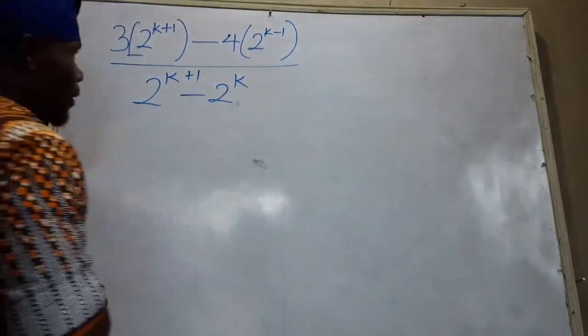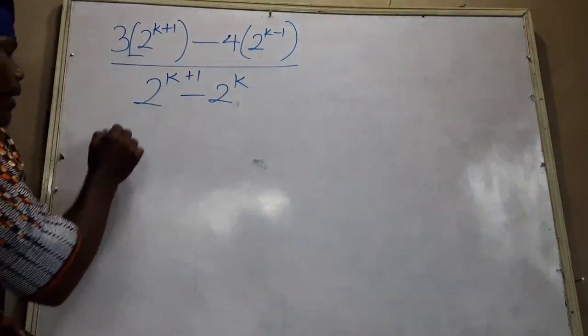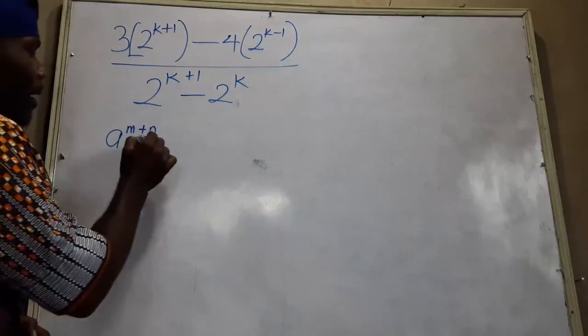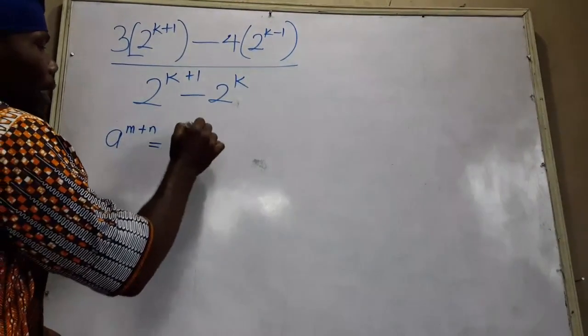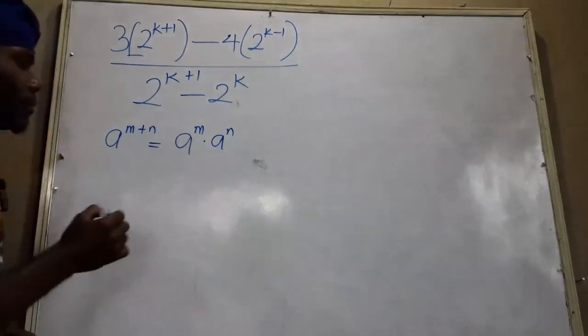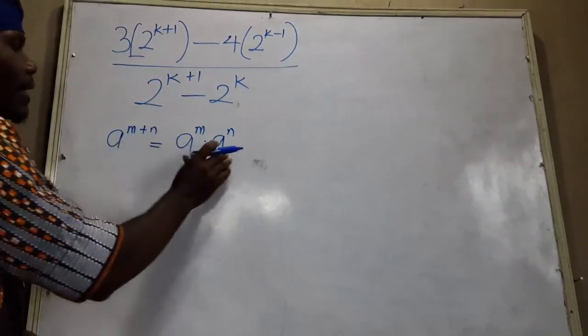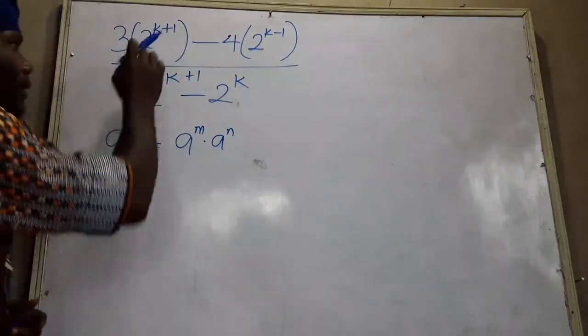Now, you're able to see that a raised to power m plus n can be written as a raised to power m times a raised to power n. Since you agree that this can give us this, let's try to expand this.